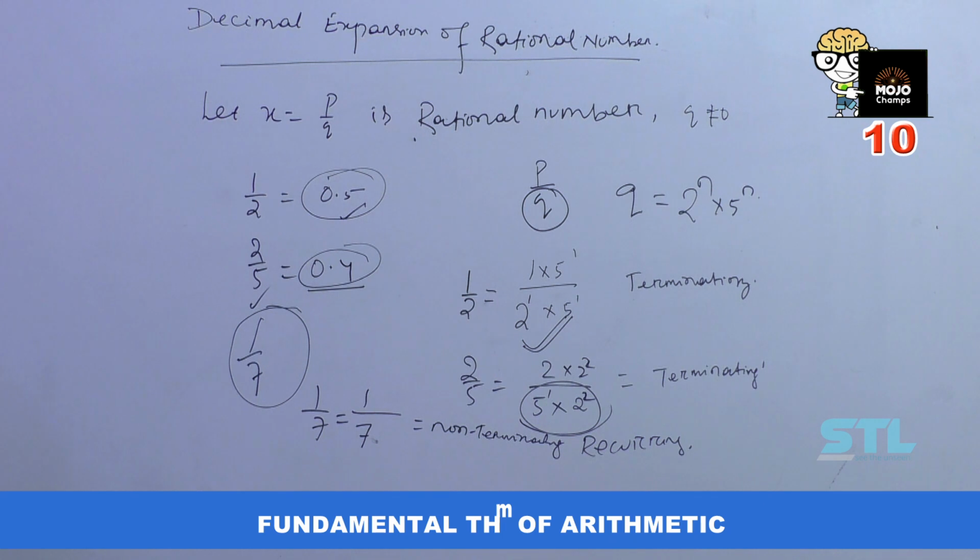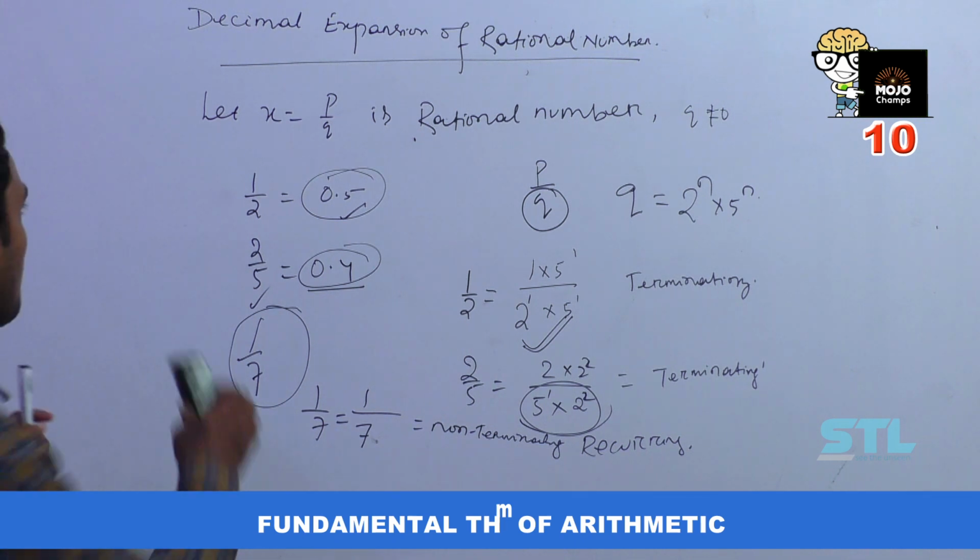So now you see, my main point is that if the denominator q can be expressed in the form of 2 to the power n into 5 to the power n, then it is terminating. If we cannot express it in the form of 2 to the power n into 5 to the power n, then it is non-terminating. Okay, so now we will take some examples here.